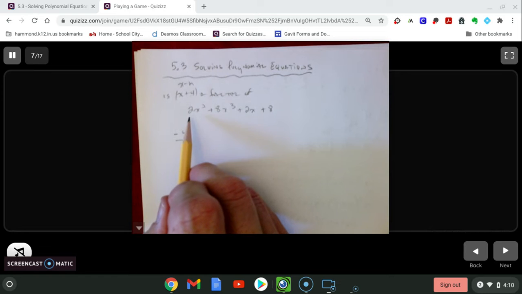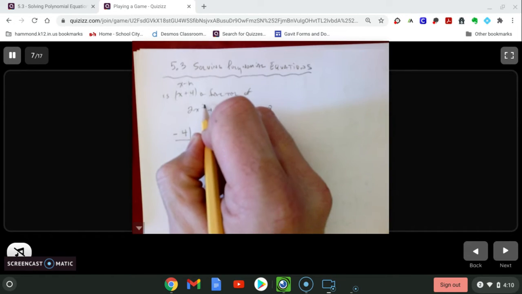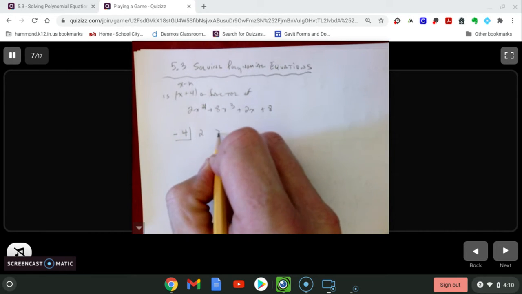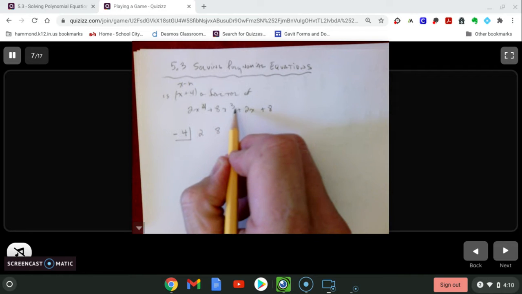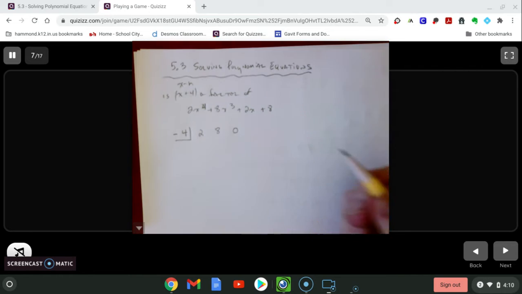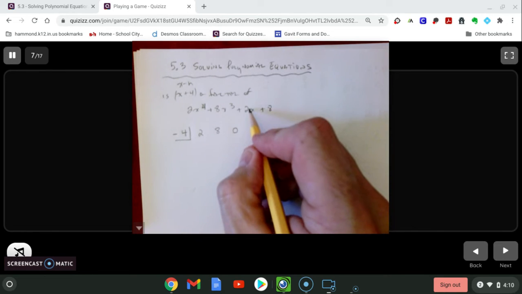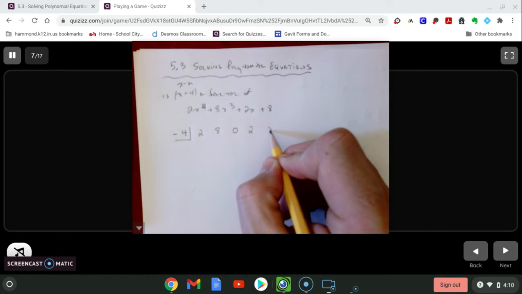And then I'm going to take the coefficients of my polynomial. So this is 2x to the fourth, 8x to the third. Notice there is no x squared term, so I'm going to fill that in with a 0. This is super important, otherwise we won't get the result that we need. Then 2x, 8.